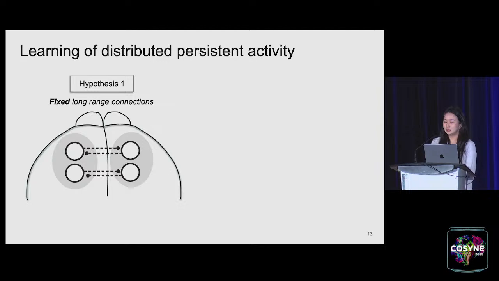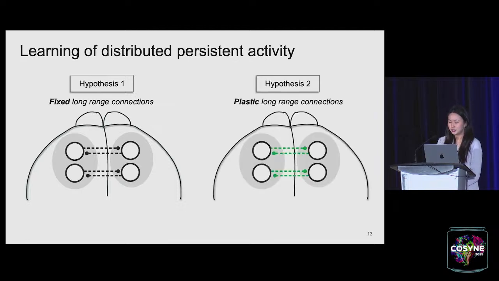One possibility is that long-range connections are fixed. Local plasticity allows each hemisphere to learn gating. This scheme is commonly used in training RNNs, where long-range inputs are fixed and local weights are learned. Alternatively, long-range connections could also be plastic. This change is more powerful, but requires coordination between local and long-range learning.